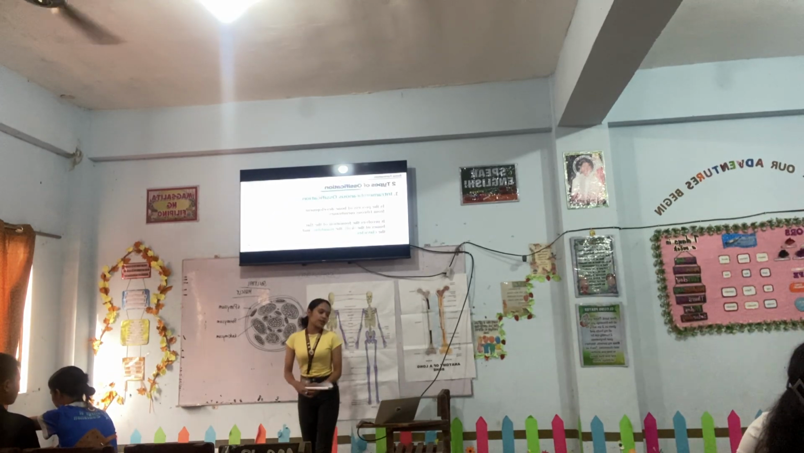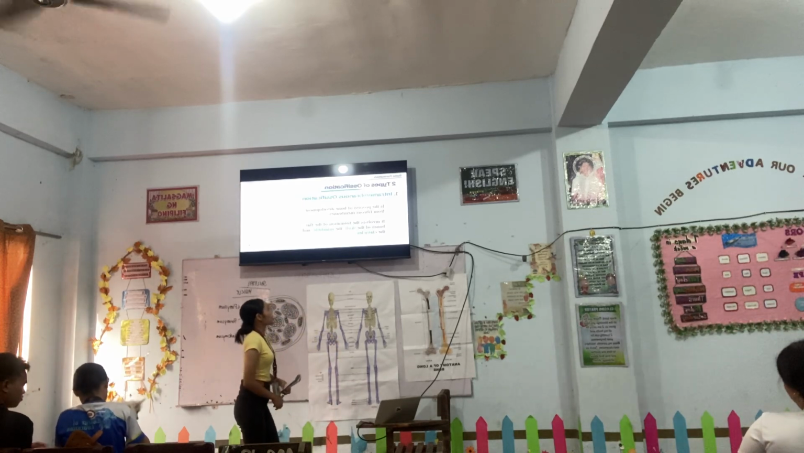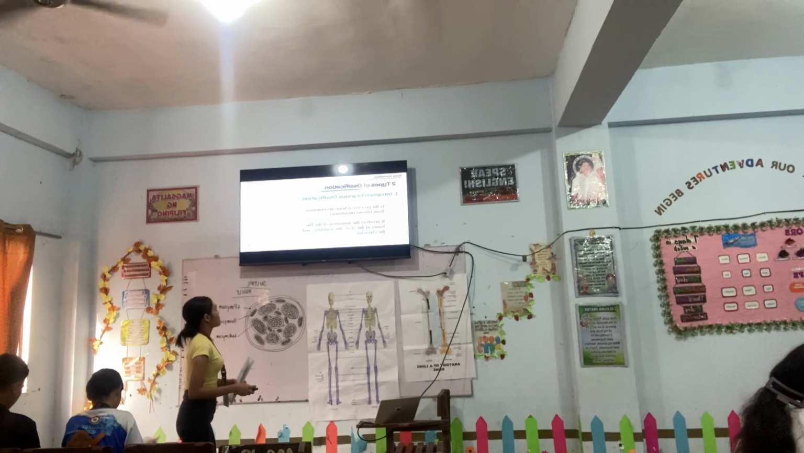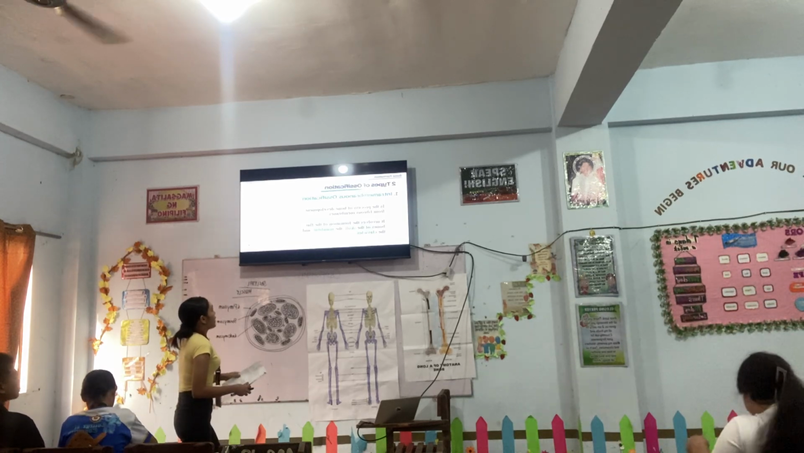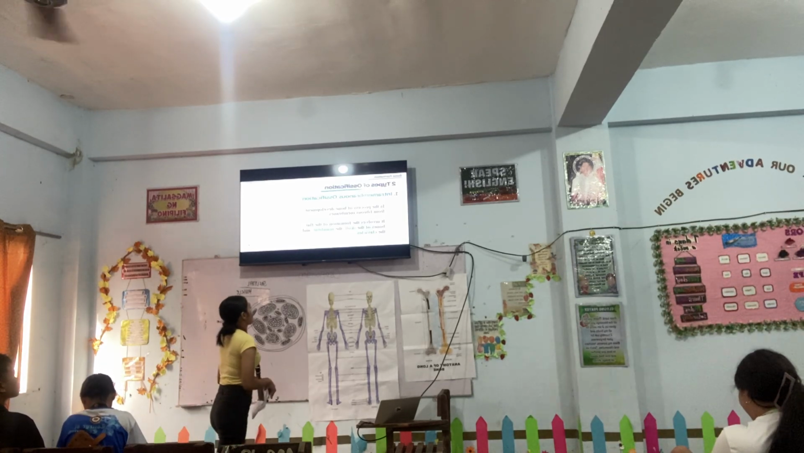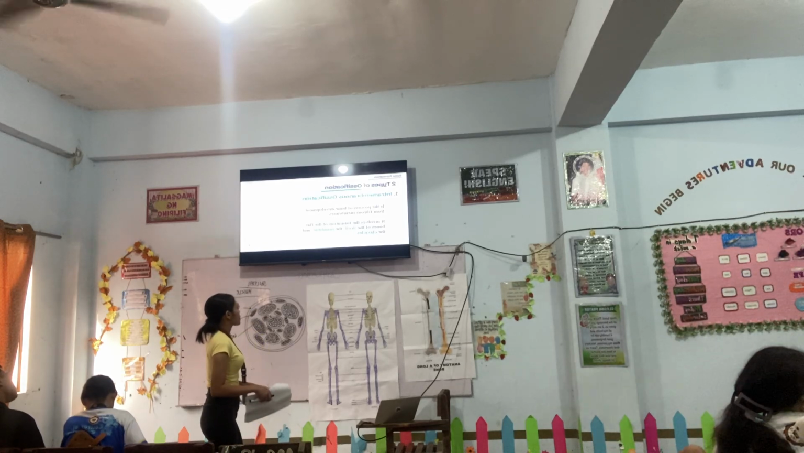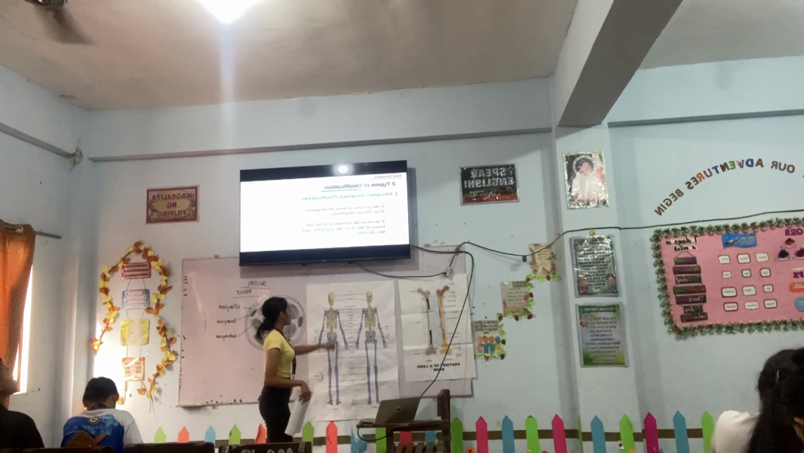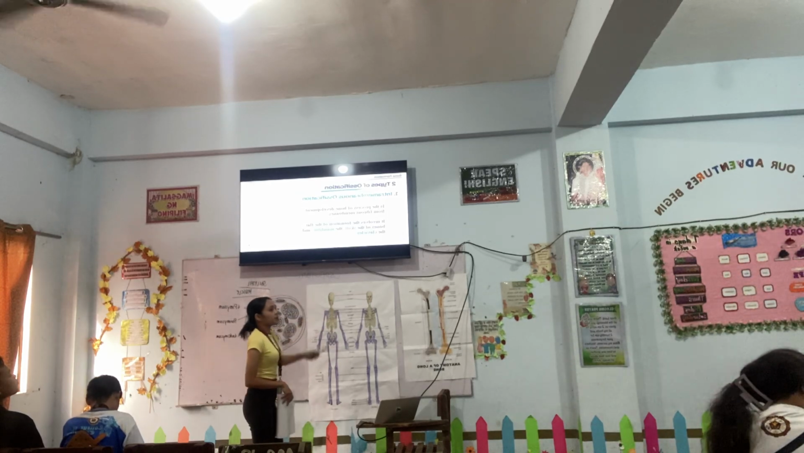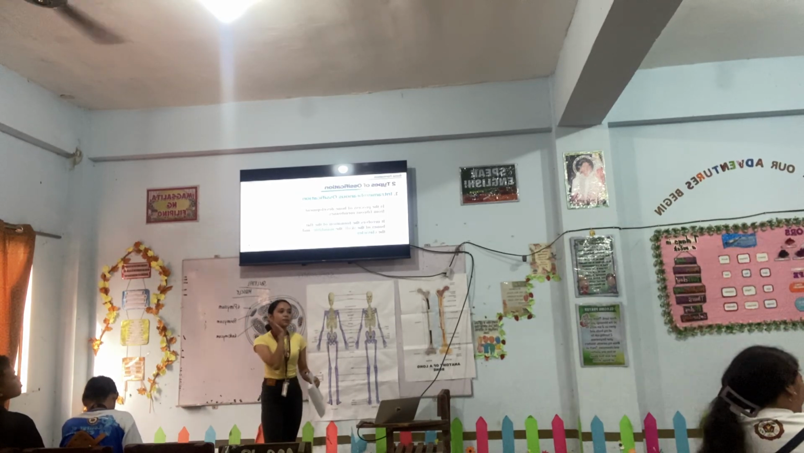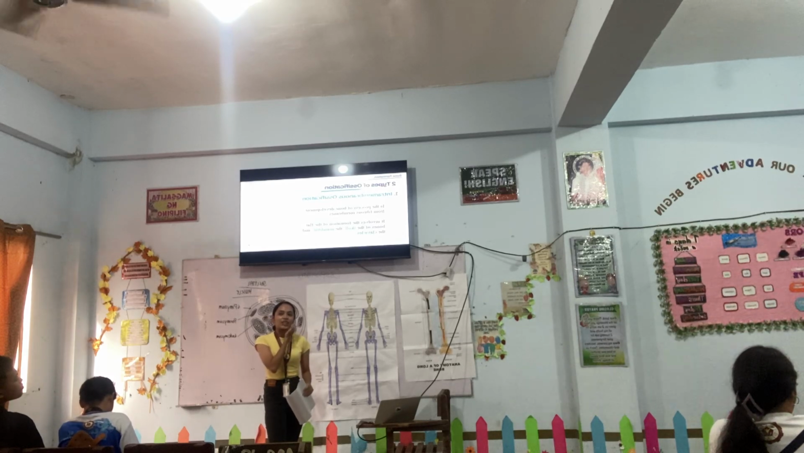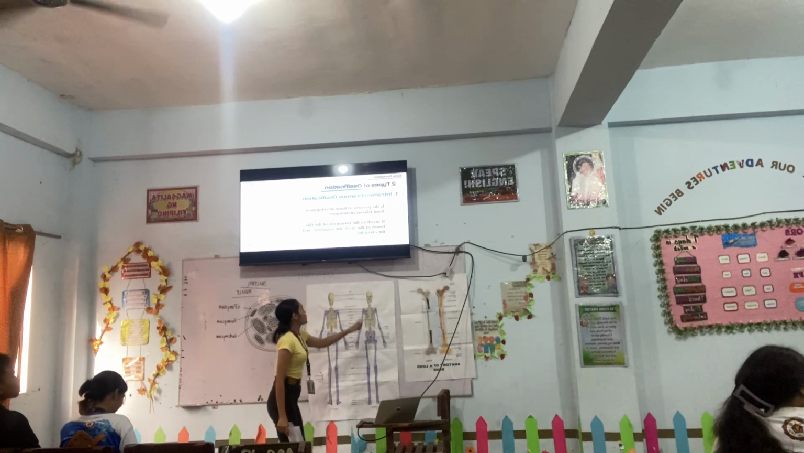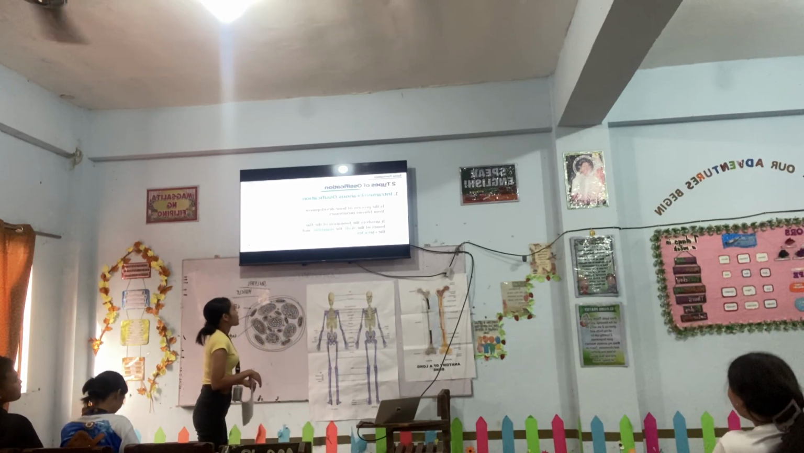Next, let's move on to the 2 types of ossification. The first type is intramembranous ossification. Intramembranous ossification is the process of bone development from fibrous membranes. It involves the formation of the flat bones, like the skull, the mandible, which is the jaw bone, and also the clavicles.